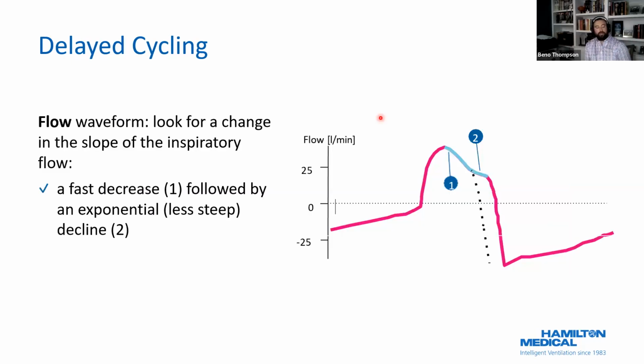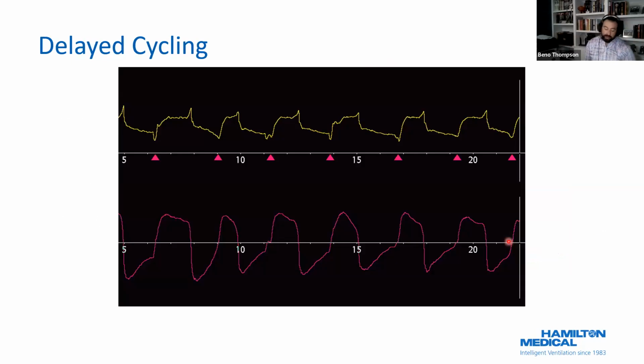All right, so looking at your flow waveform, what you're going to have is a sharp decrease. This is actually your patient trying to exhale. That's why you're getting the sharp decrease in flow before you have a nice exponential or slower decrease in flow when the ventilator actually cycles into exhalation. Now, this is the one you're going to see most often. I'm sure everybody's seen this: the pressure waveforms with the spikes at the end of them. What these spikes at the end of your pressure waveform mean is your patient's trying to exhale and the ventilator's not letting them, right?